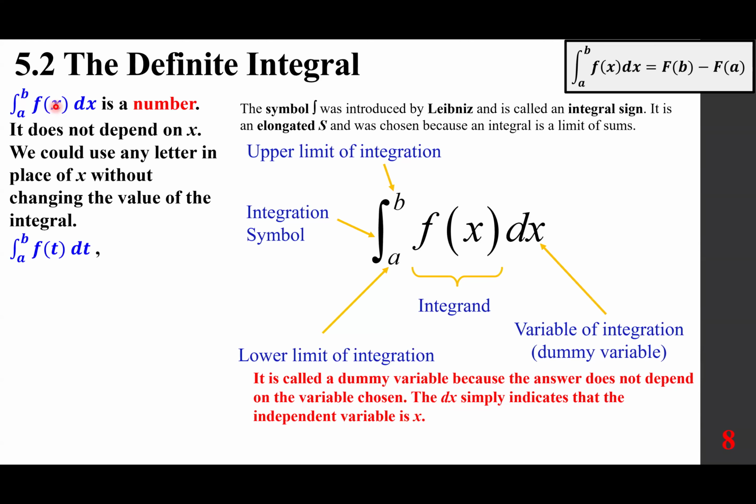So the integral from a to b of f of x dx is a number. That's why it's called the definite integral. It does not depend on x. We could use any letter in place of x without changing the value of the integral. The integral from a to b of f of t dt is absolutely the same thing.